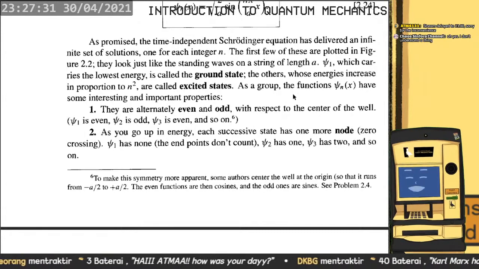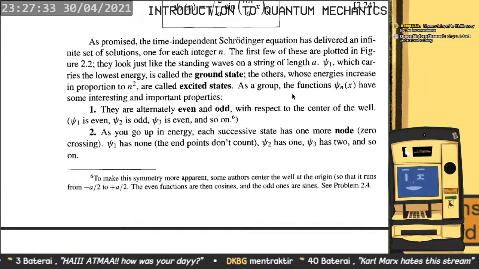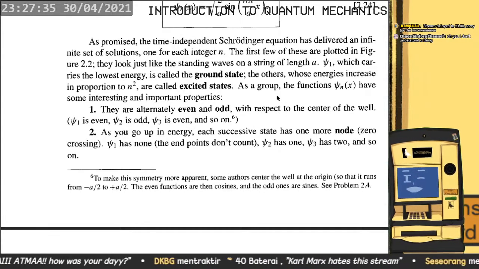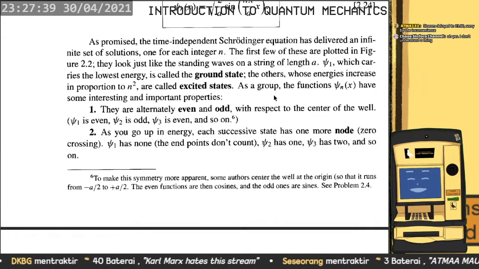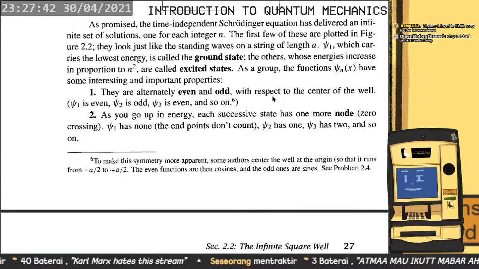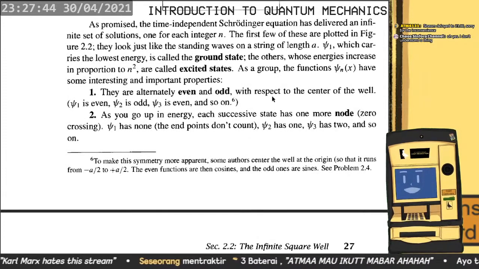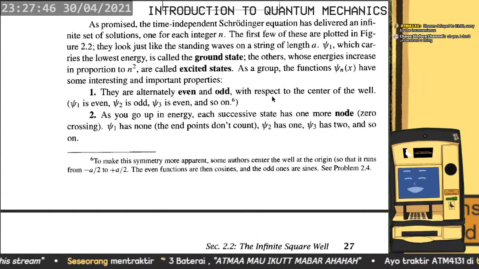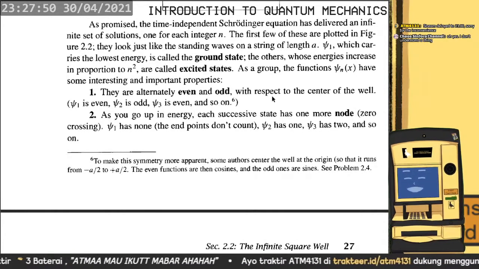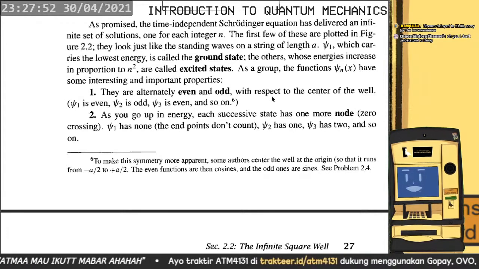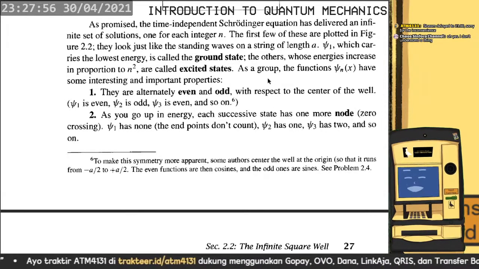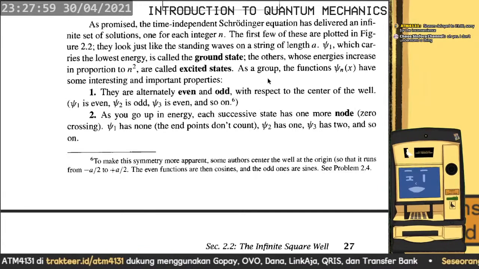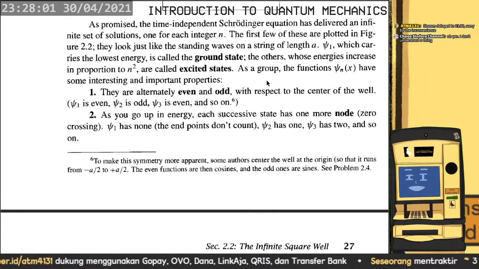As a group, the functions ψn(x) have some interesting and important properties. One, they are alternately even and odd with respect to the center of the well. Psi 1 is even, psi 2 is odd, and so on. Two, as you go up in energy, each successive state has one more node, or zero crossing. Psi 1 has none, the endpoints don't count, psi 2 has 1, psi 3 has 2, and so on.